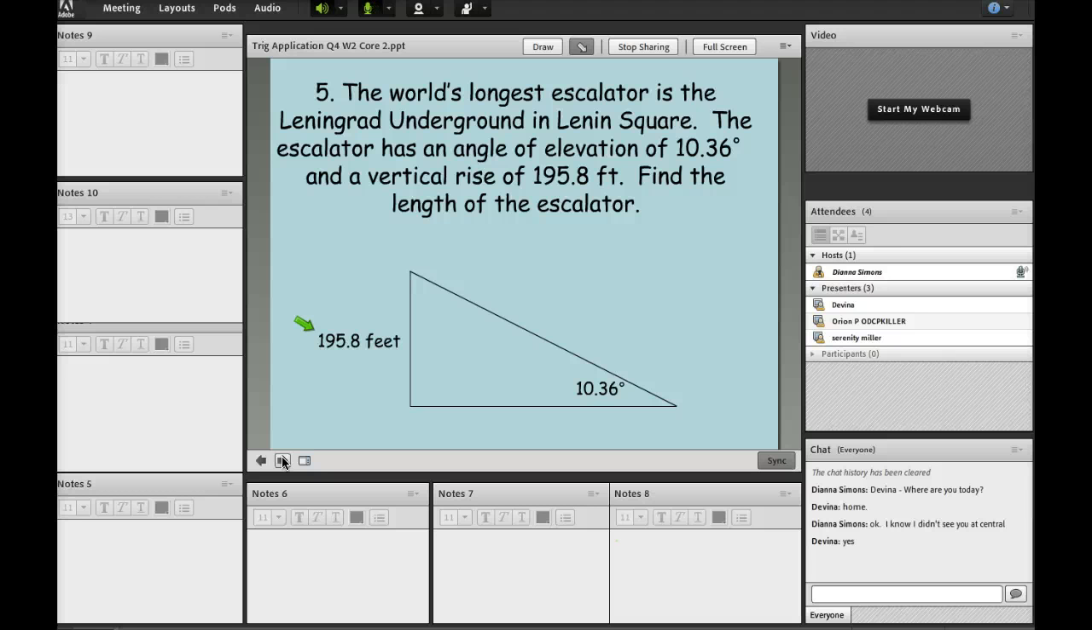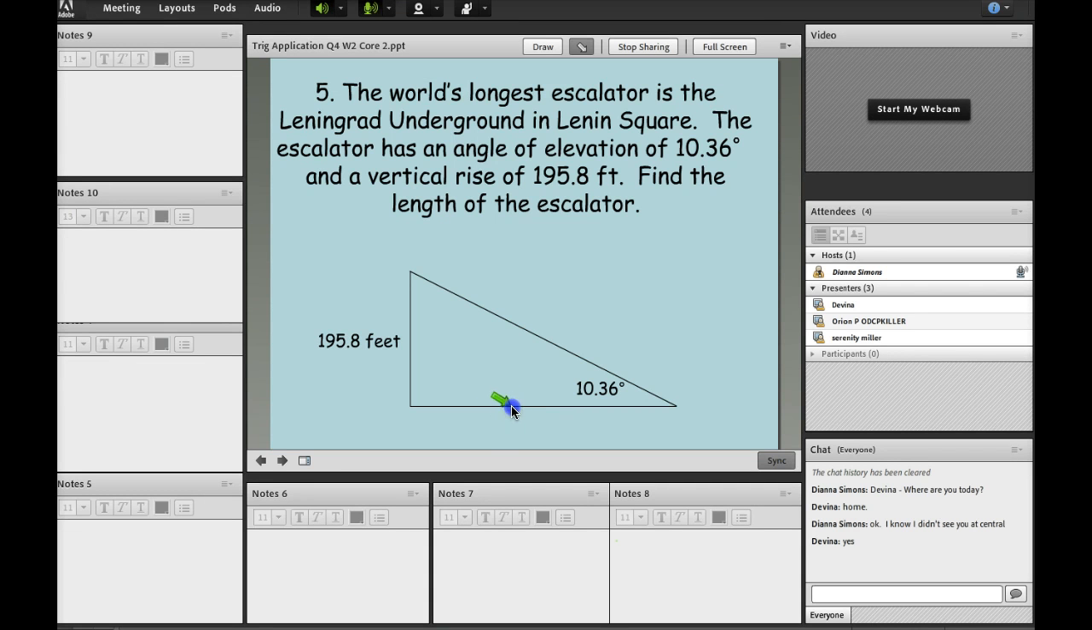Which part of this picture is that going to be? Looking at where our angle is, is it going to be the opposite? Is it going to be adjacent? Or is it going to be the hypotenuse? Hypotenuse. So what do we want to use? Sine, cosine, or tangent? Cosine, remember it's CAH, right?